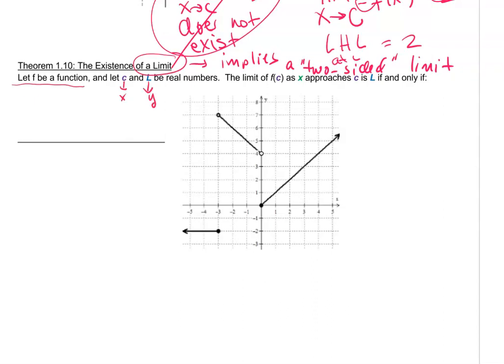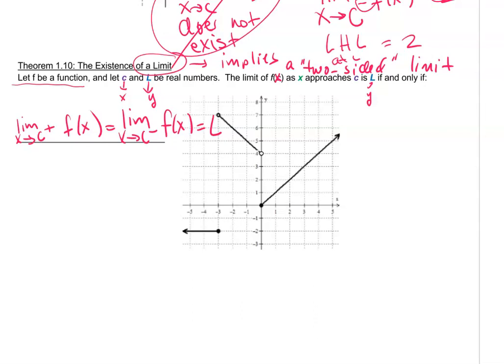L would be a y value. So these are the values that the function would equal. So the limit of f of x as x approaches c, that's my x value, is L, this would be the y value, if and only if the limit as x approaches c from the right would have to equal the limit as x approaches c from the left. So now we're getting a little bit more specific. And both of those limits would have to equal that y value of L.